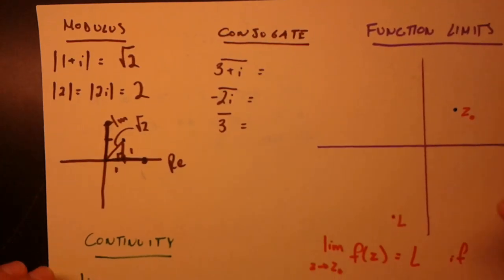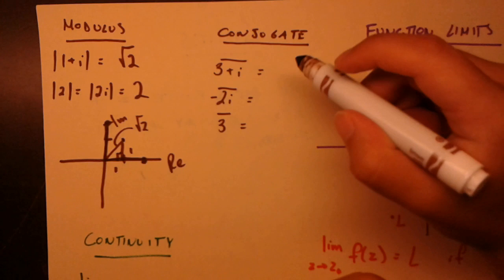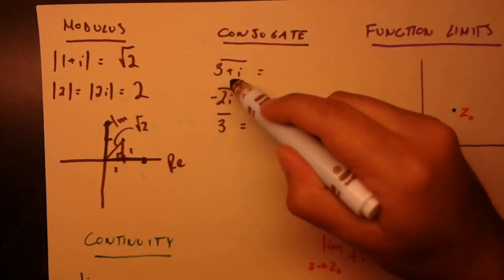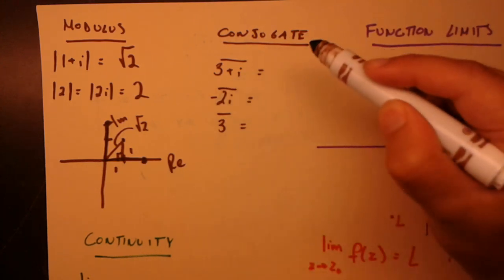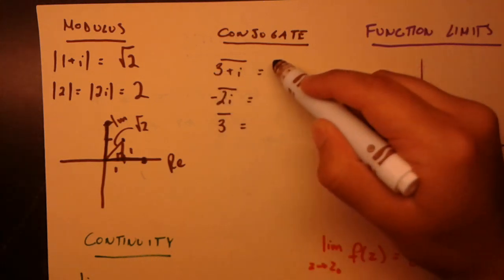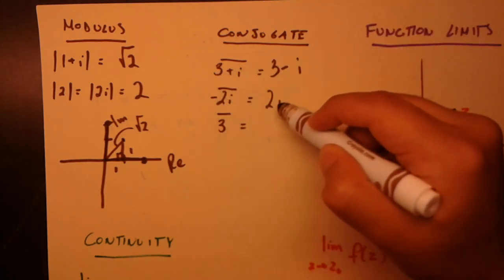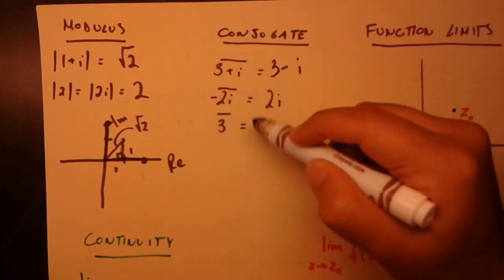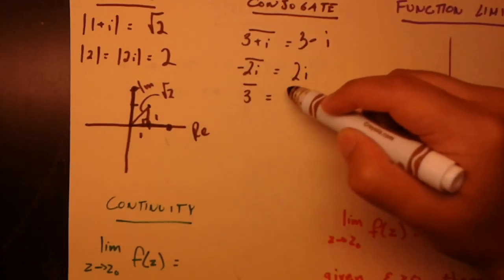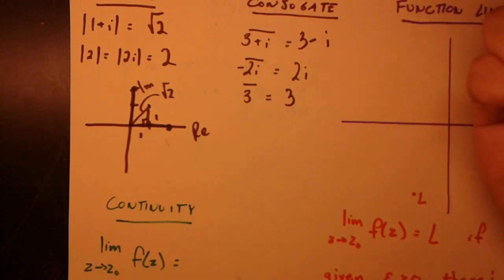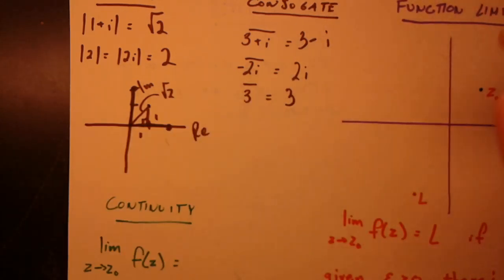And while we're talking about that, let's talk about the conjugate, which you might have learned already. The conjugate of a complex number is where you take the imaginary part and flip the sign. So the conjugate of 3 plus i is 3 minus i. The conjugate of minus 2i is 2i, because this is purely imaginary, so you just flip the sign. And the conjugate of 3 is just 3, because there is no imaginary part, so the real part remains unchanged when you do the conjugate. So keep that in mind.